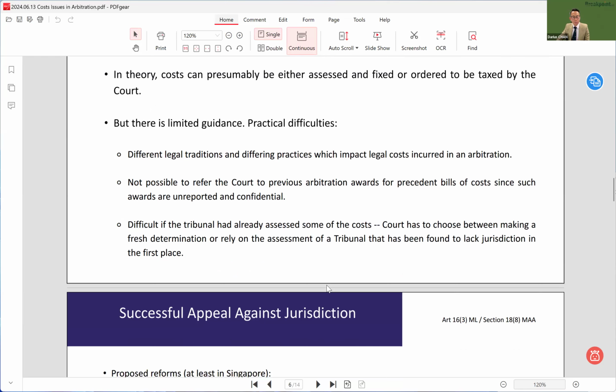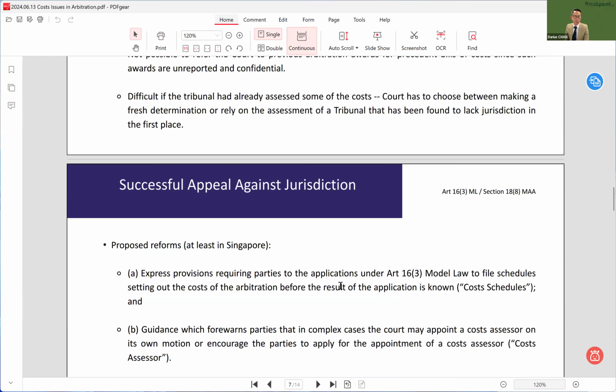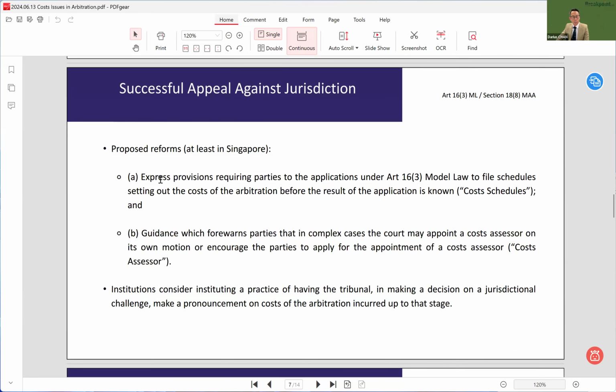So the reforms that have been considered, at least in the Singapore context, is that some people have argued that we should make people file cost schedules setting out the cost of the arbitration before the result of the Article 16.3 application is known. Make parties set out their full cost schedules incurred in the arbitration right from the outset.